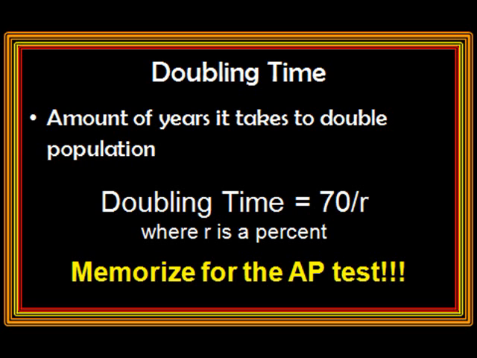So this is doubling time. It's the amount of years it takes to double a population. Doubling time is 70 divided by the growth rate R, and R is expressed as a percent. So let's say that your population is growing at 1%. That would mean that your doubling time is 70 divided by 1, not 70 divided by 0.01. It's 70 divided by 1%. So that means in 70 years, your population is going to double.